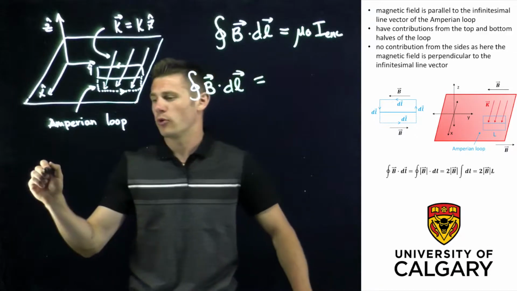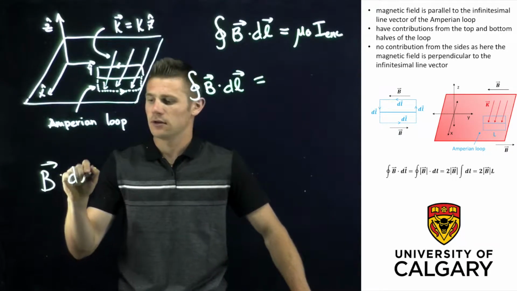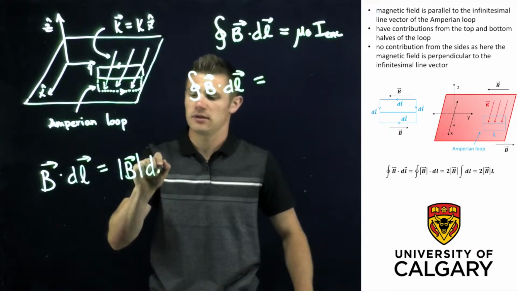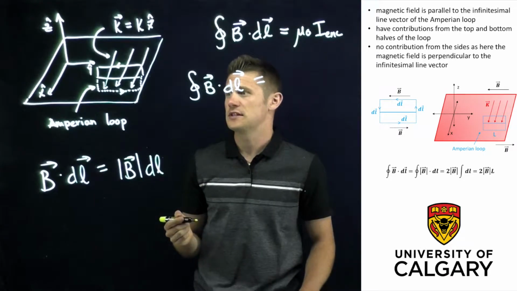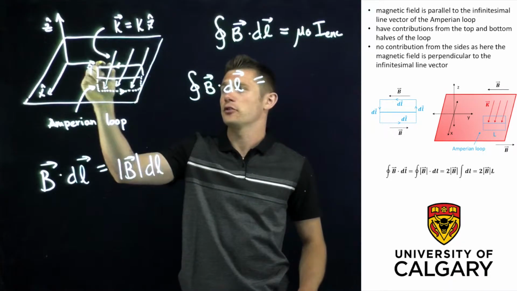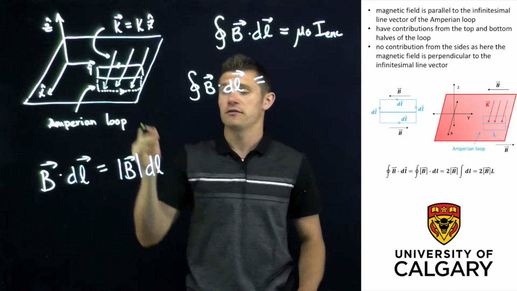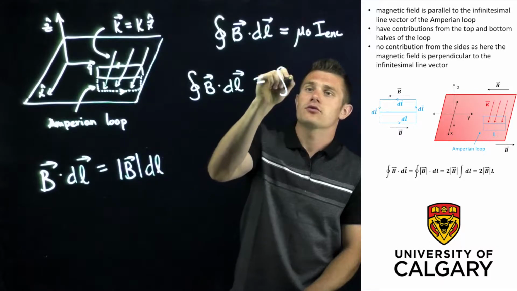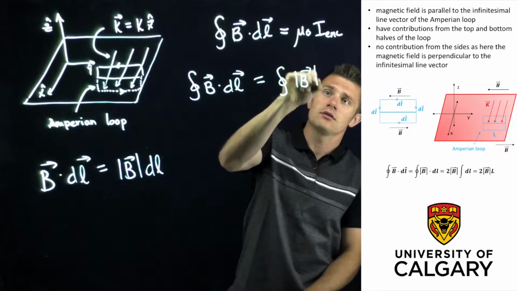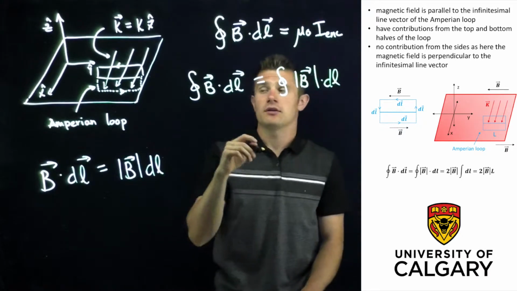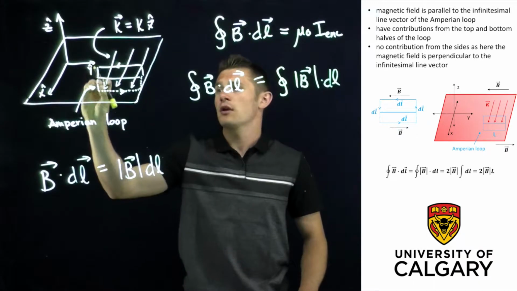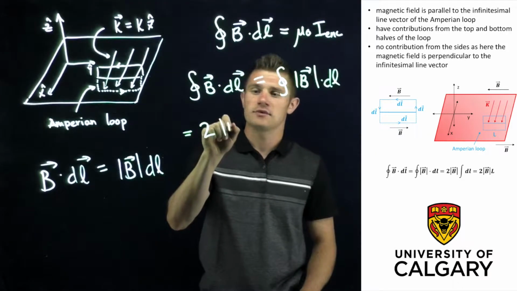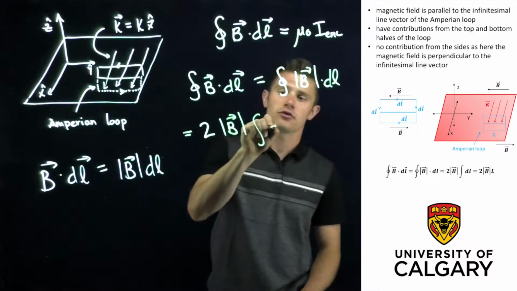And what that means is that at all points B dot dl is going to be parallel, so that this dot product simplifies to simply be the magnitude of B times the magnitude of dl. And then of course the vertical components contribute nothing because there's no magnetic field in that direction. So this integral simplifies to become the closed integral of the magnitude of B times dl. And then we can have a contribution from the top and the bottom of this Amperian loop. So we're going to end up with 2 times the magnetic field times the integral of dl.